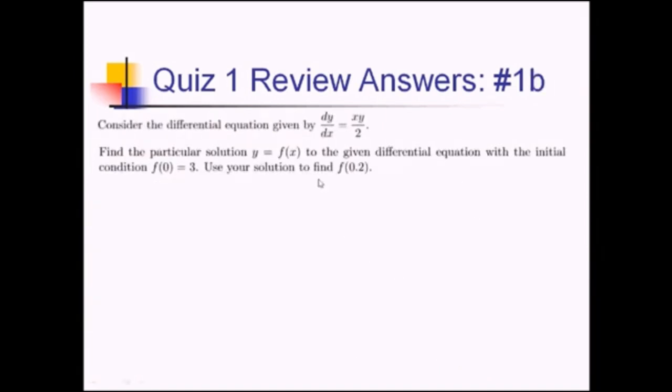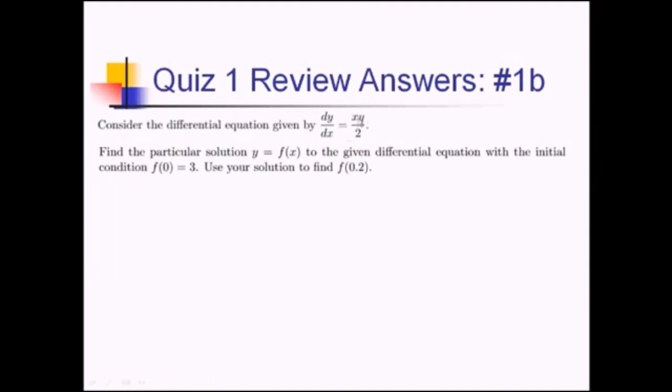On this problem, we're given this differential equation here, xy over 2. And we basically want to figure out, first off, the particular solution with an initial condition of f of 0 equals 3. And then we want to use that to find the value of f of 0.2. So first off, do we have the output variable in the differential equation? We do. We have a y here. So that means we have to separate our variables.